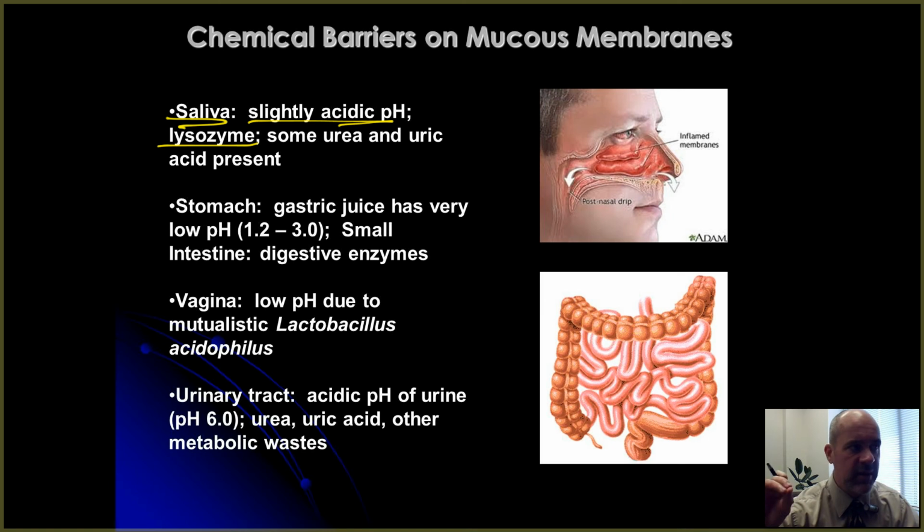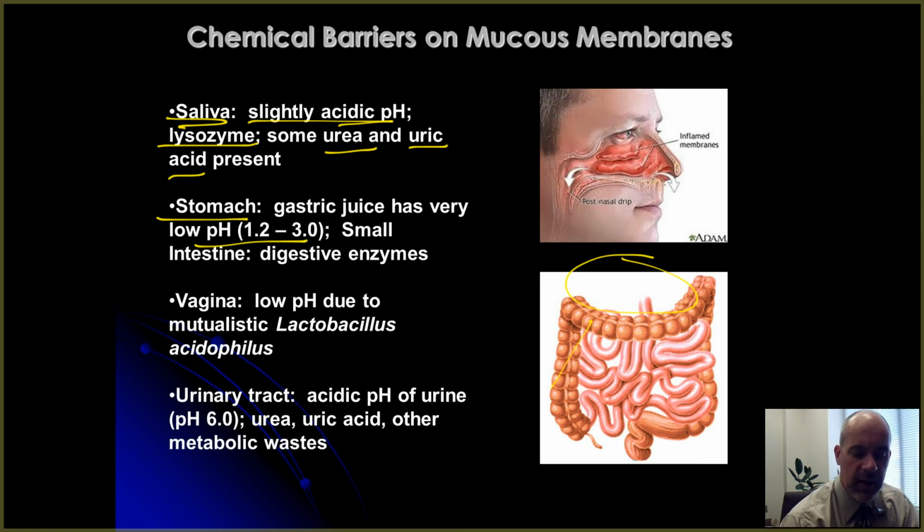Lysozyme, that's the enzyme that degrades bacterial cell walls. And urea and uric acid are wastes that are produced by the cells in your body and that you have to excrete. You excrete most of those in your urine, but some of those waste molecules get into your saliva as well, and they're actually toxic for a lot of microbes. The stomach, low pH, actually 1.2 to 3, which is very low. Most microbes can't handle that. So when you swallow things down into your stomach, they're going to get zapped by that low pH. The acids there are going to destroy them.